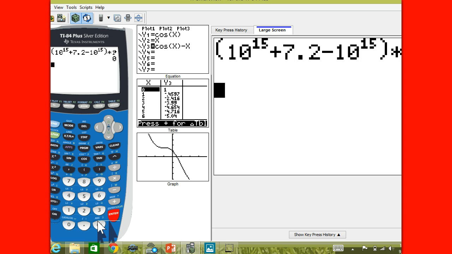So the idea here is your calculator can only maintain a certain number of decimal places. So what happens is when it gets 10 to the 15th up here, that's such a huge number that when we add the 7.2, it just has to round that off to maintain the number of decimal places it can. So it rounds that off, and then it loses the 7.2, and then it subtracts the 10 to the 15th, and so it thinks it just has 0. And 0 times anything would be 0, right? And so that's why we're getting 0 as an answer.